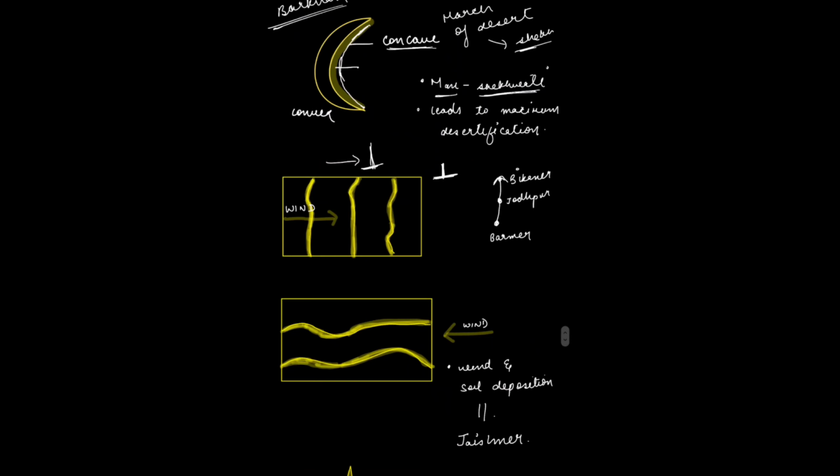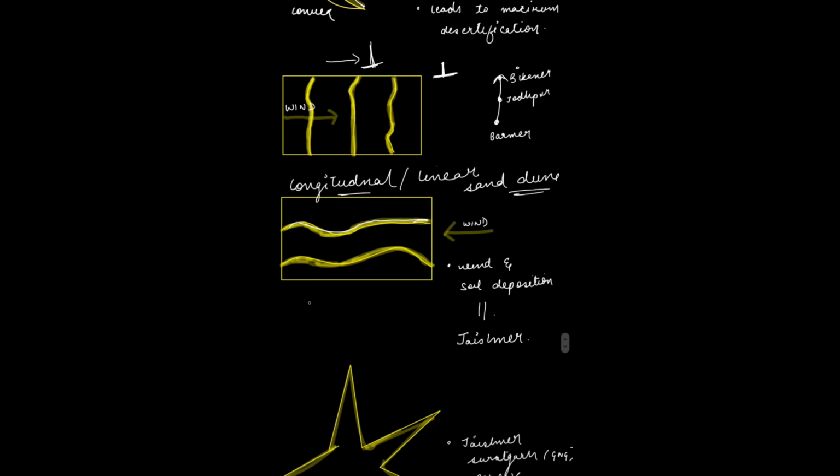Now the next sand dune is longitudinal or the linear. The winds and the deposition of soil take place in the same direction, that is, we may say both are parallel to each other, and if they are parallel to each other it is longitudinal. See, if it is at right angle, that is, the wind is moving like this and the formation of sand dune is over here, so it is right angle and it is termed as transverse.